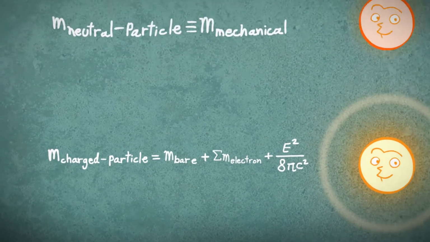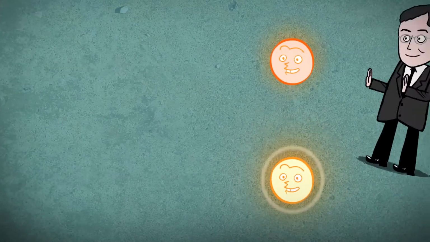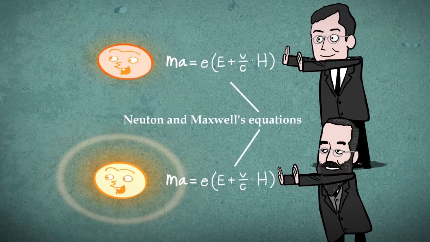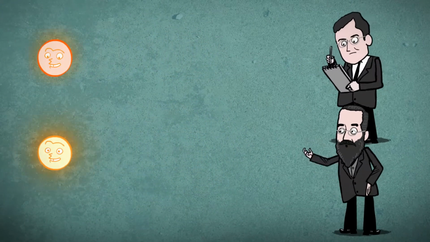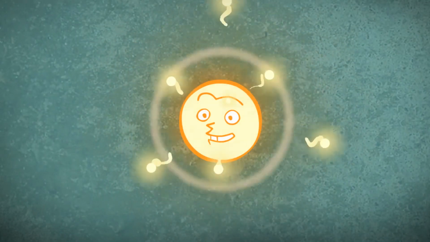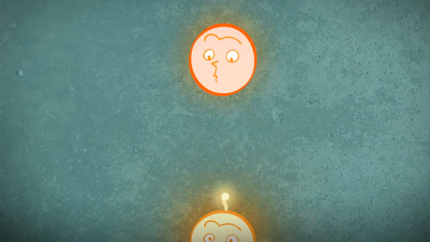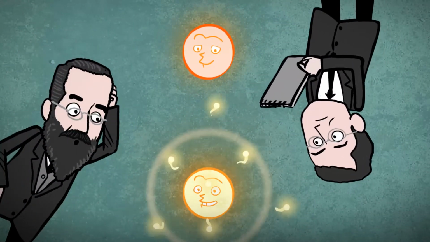When accelerating a neutral particle and a charged particle with the exact same total mass using the same force for the same distance, both particles will gain the same kinetic energy. But how could that be? An accelerated charged particle radiates energy that the neutral particle does not. This additional energy had to come from somewhere.